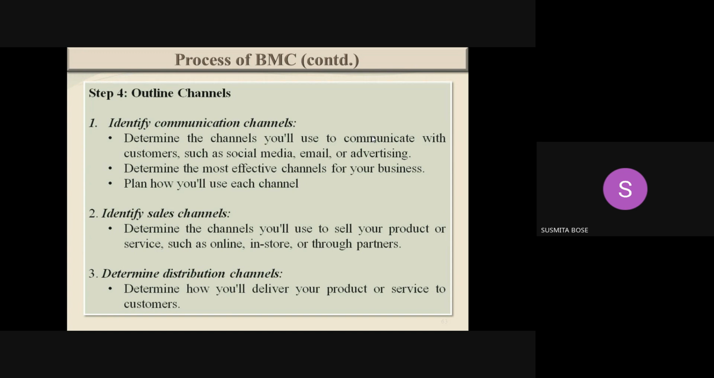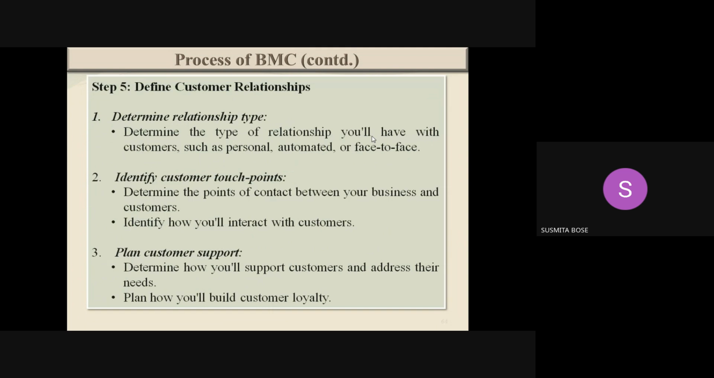Determine the channels you will use to sell your product or service, such as online. And then determine how you will deliver your product or service to customers. Then you have to define customer relationships. Determine the type of relationship you will have with customers, such as personal, automated, or face-to-face. Determine the points of contact between your business and the customers. Identify how you will interact with customers. And then determine how you will support customers and address their needs.